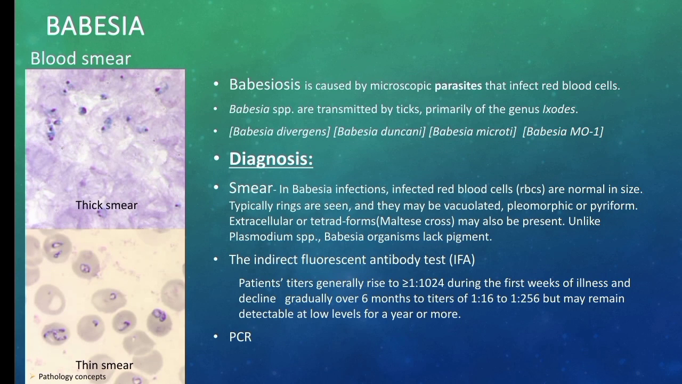Unlike Plasmodium species, Babesia organisms lack pigment. The other important modality of diagnosis is the indirect fluorescence antibody test. The patient's titer gradually rises to more than or equal to 1:1024 during the first week of illness and declines gradually over 6 months to a titer of 1:16 to 1:256, but may remain detectable at a low level for a year or more. Another confirmatory test available is PCR.